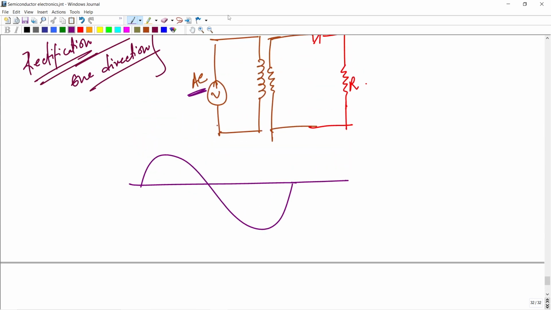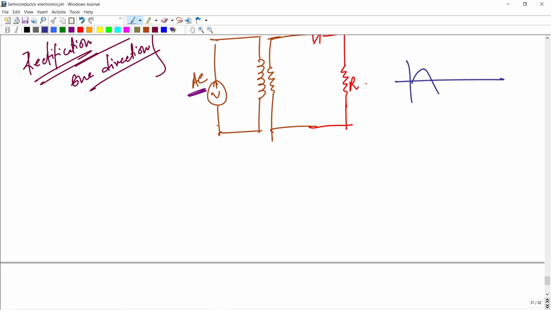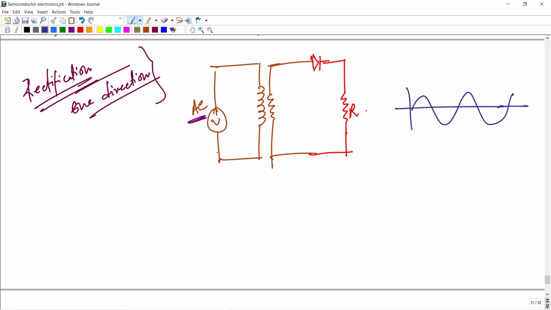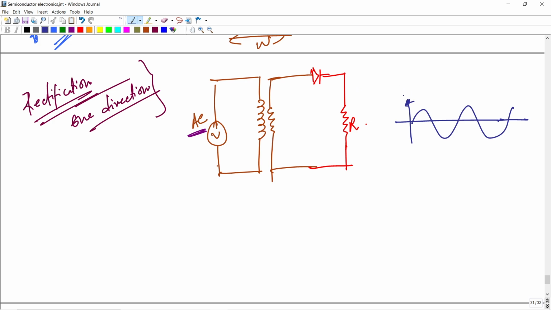These are the AC source. There is a positive part and a negative part, with P positive and N negative. When the positive part of the AC source falls on the P region, P positive and N negative means there is a forward bias. When the diode is in forward bias, the output voltage V naught looks like this.